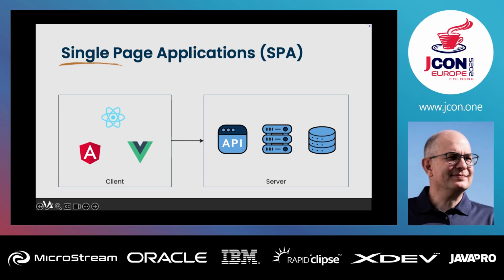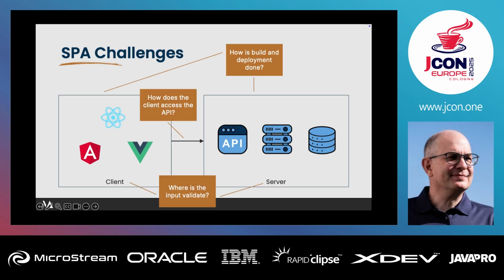And client-server programming comes with some challenges. First of all, we have a split. So we need an API to access the server. And the question is, how do we access the API? Or the other question is, what is the API? Is it a RESTful API? Is it GraphQL? Is it something else?